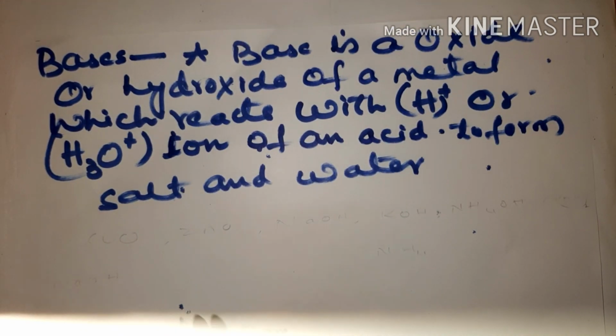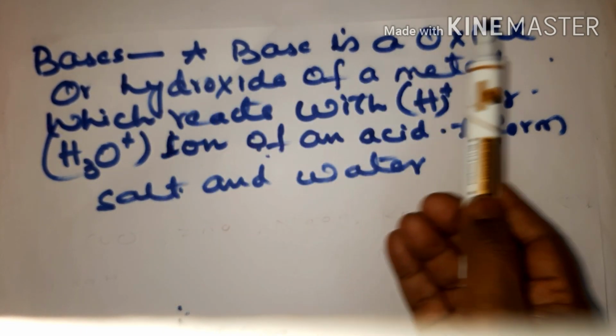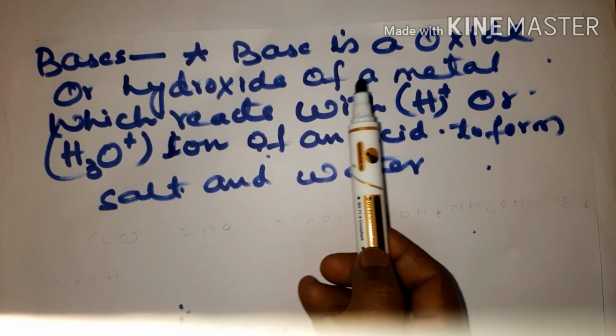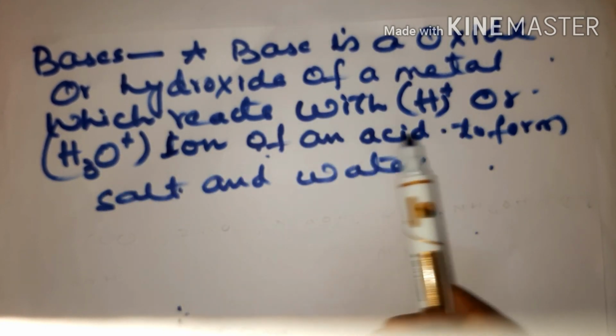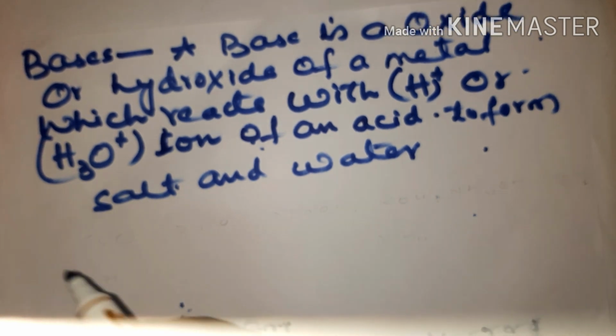Now we'll see what bases are. What are bases? A base is an oxide or hydroxide of a metal which reacts with the hydronium ion of an acid to form salt and water. So generally, how do you identify a base?